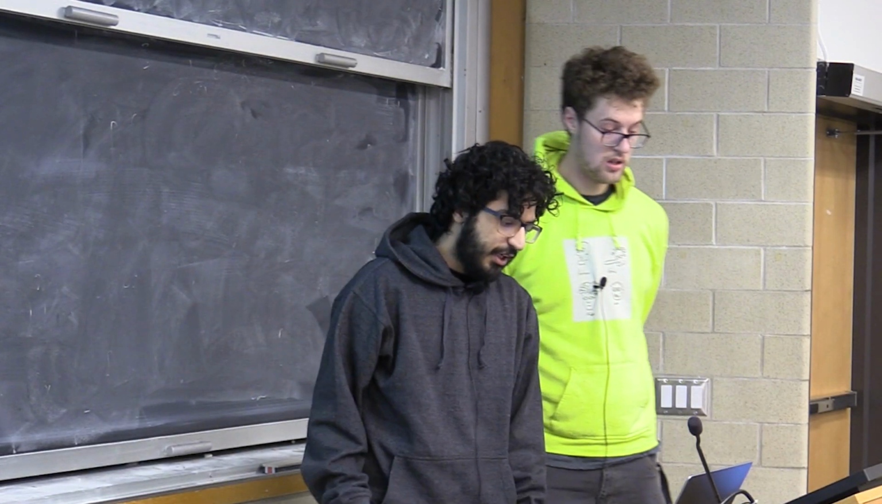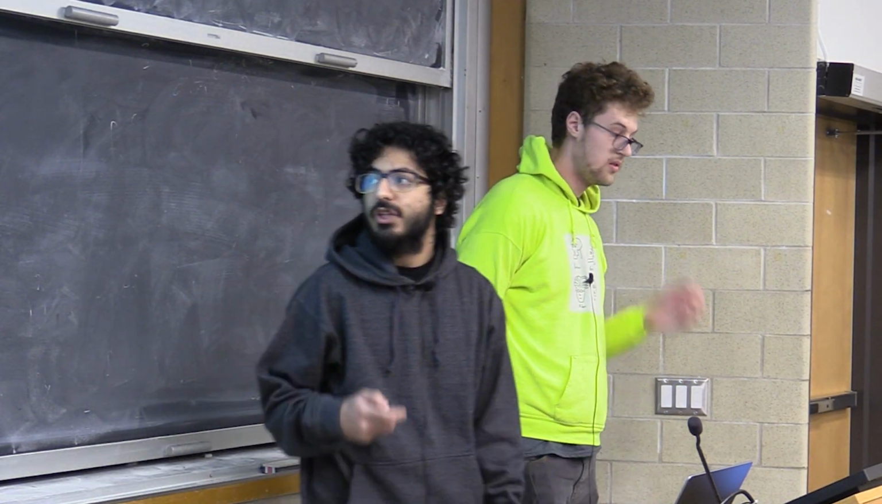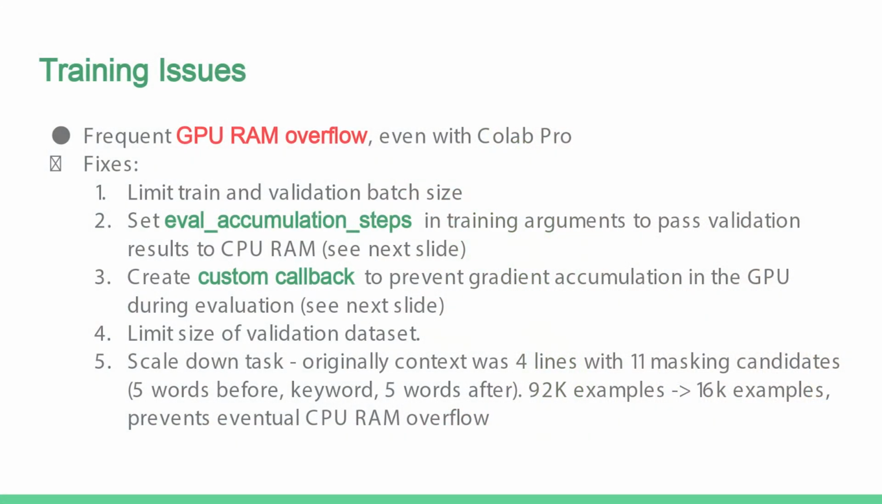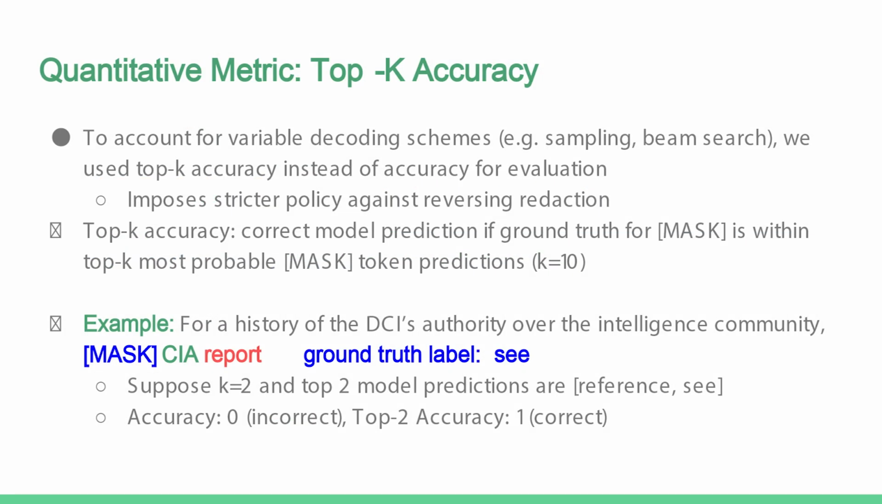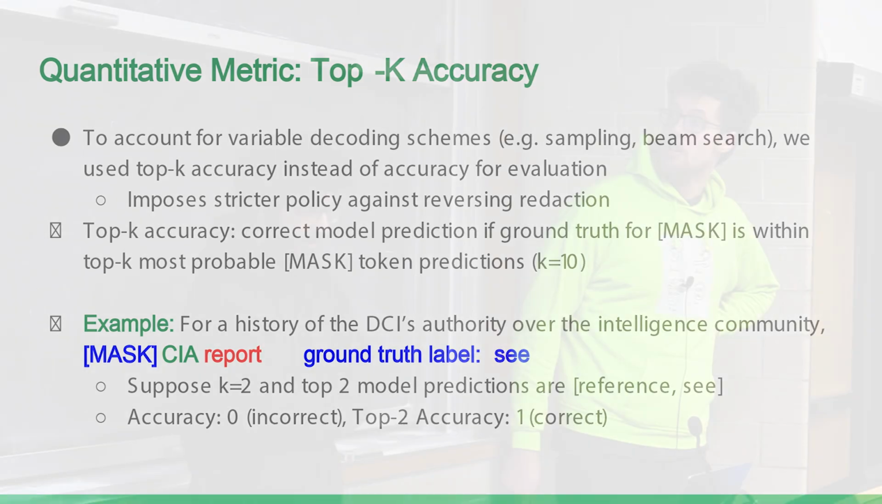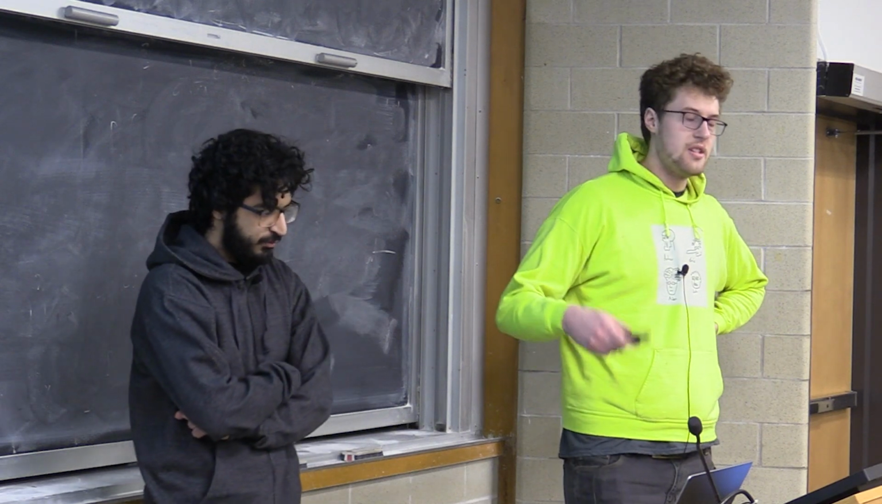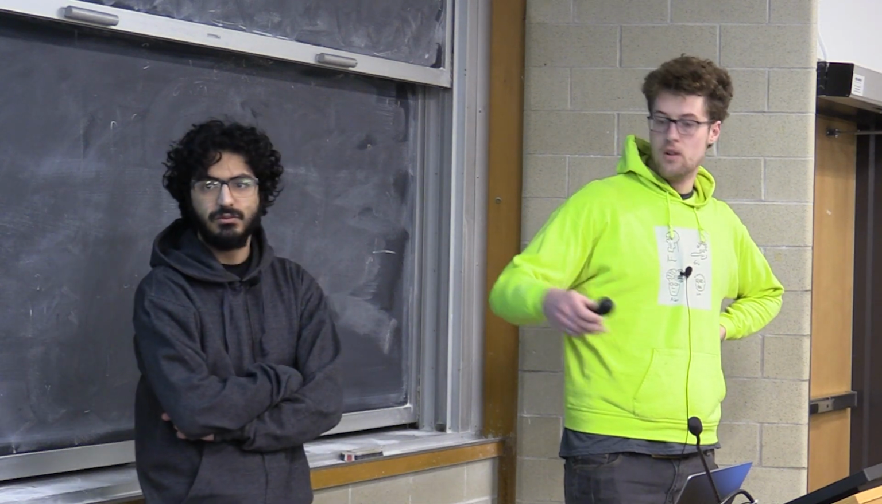The training issue that we encountered was frequent GPU RAM overflow. The two steps that we took to mitigate this were to move the evaluation to the CPU RAM, and to prevent gradient accumulation on the GPU from the evaluation. These are the hyperparameters we had to set. To measure our accuracy, we use top-K with K as 10. The bottom of the slide demonstrates what that is, but we all learned this in the course. We did this to account for various decoding schemes and possible ways to generate many tokens.